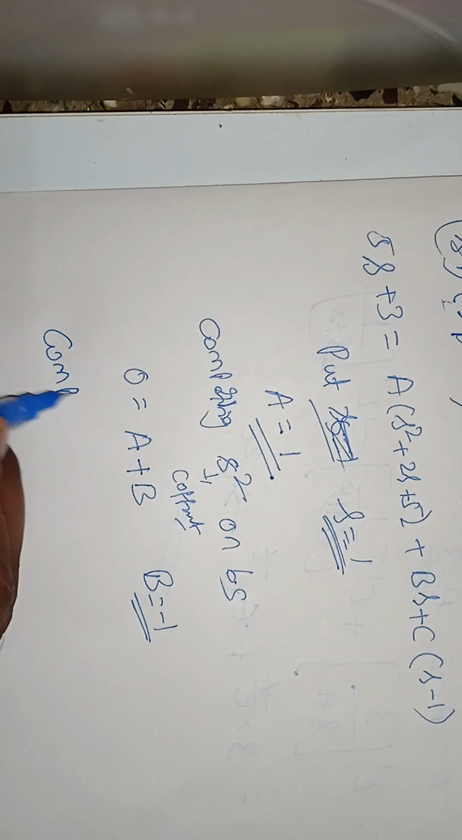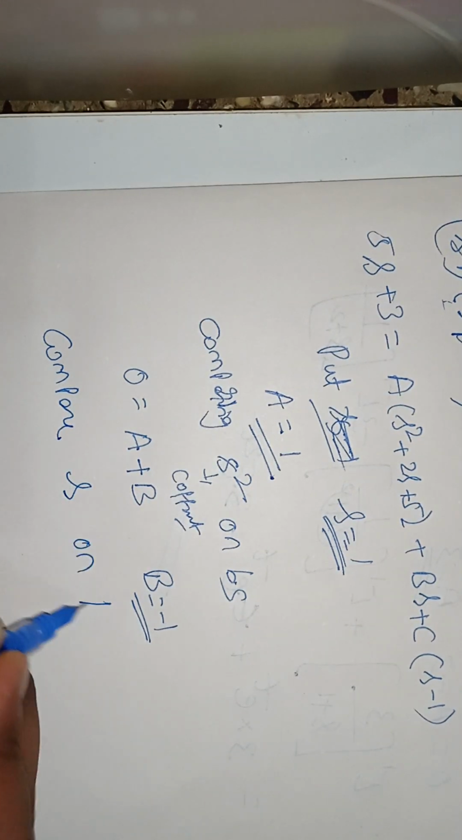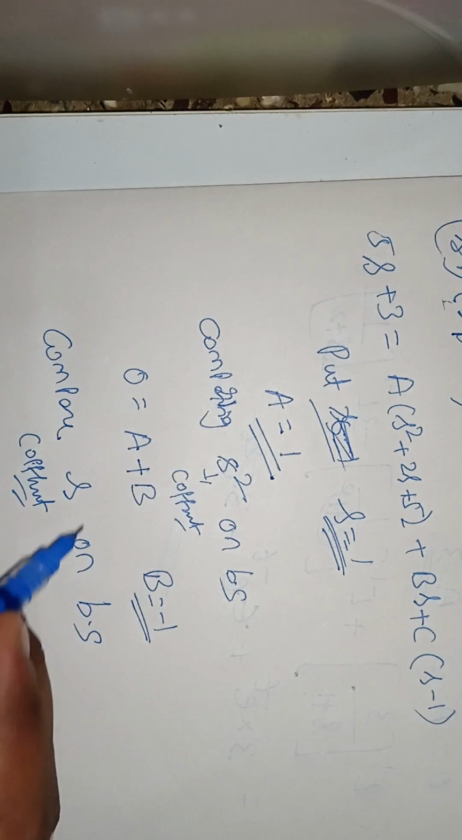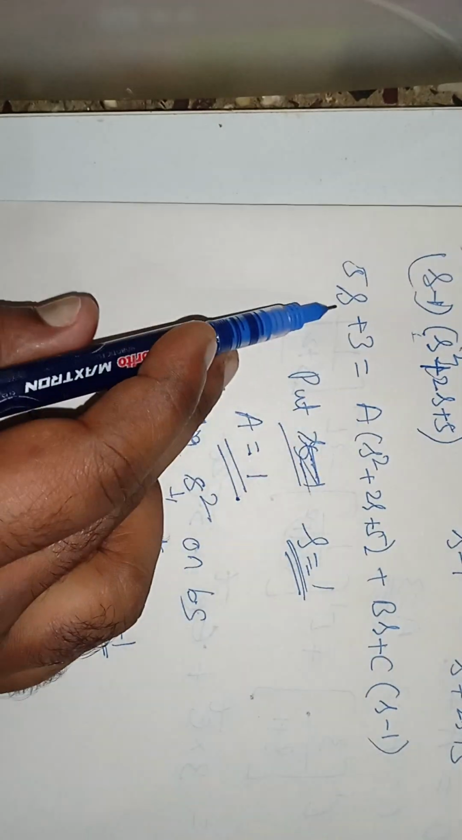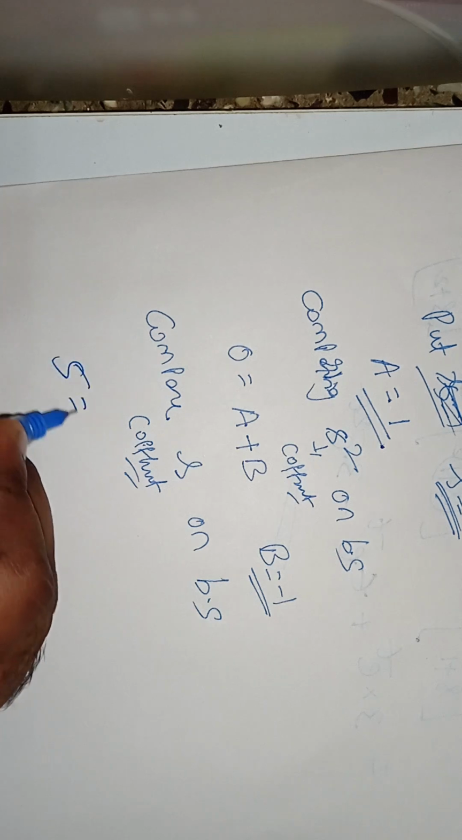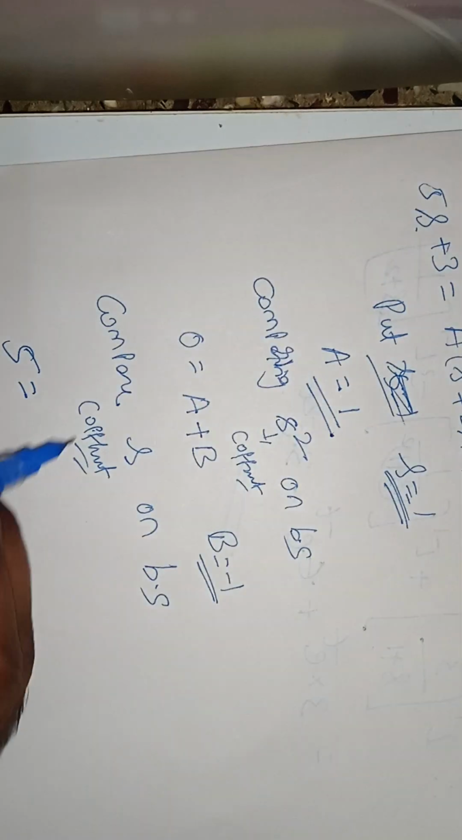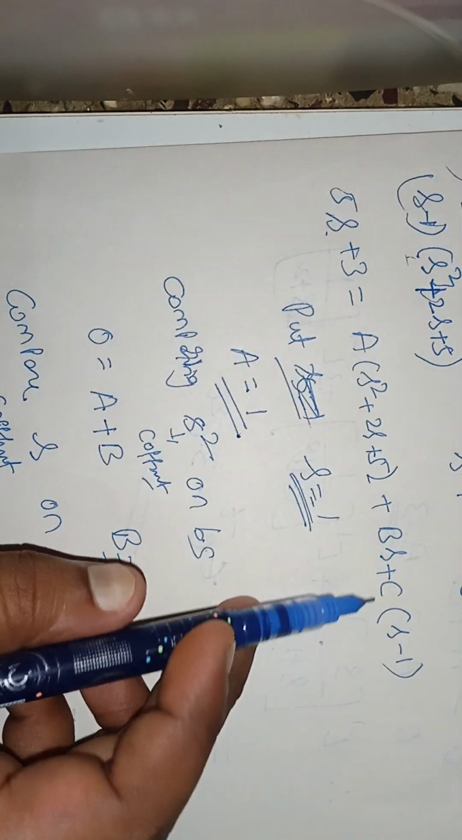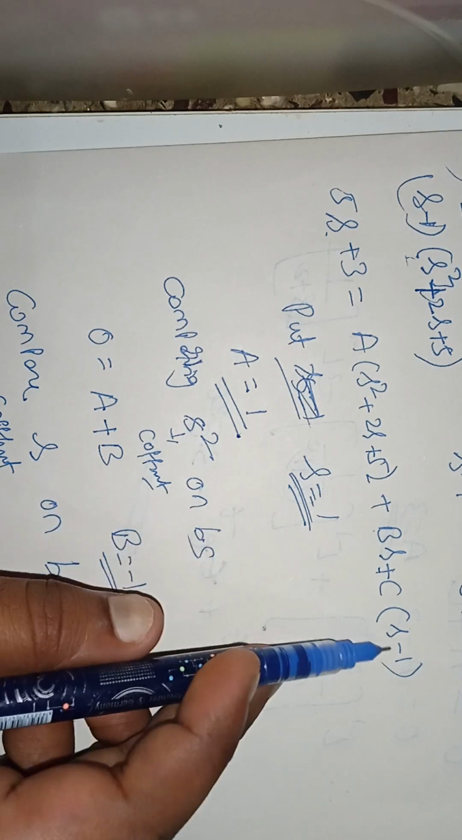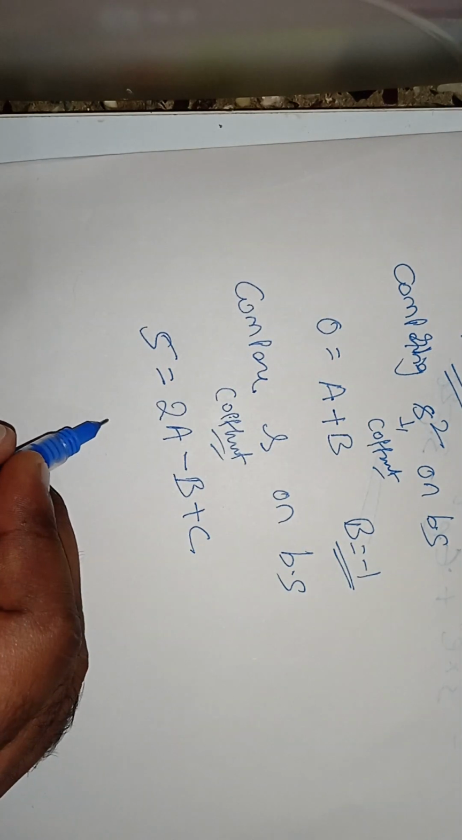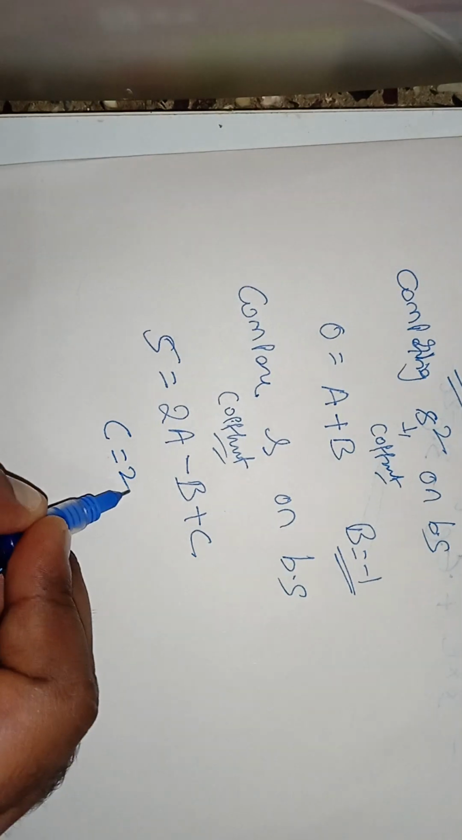And again, if you compare the coefficient of s on both sides, you are comparing coefficients of s², s, constant, like that. So here the coefficient of s is 5. This is done only when you cannot put values for s. And here you have 2s into A, so 2A. And here you have Bs, minus Bs, so it is minus B, and Cs plus C. So if you substitute, you get C as 2.